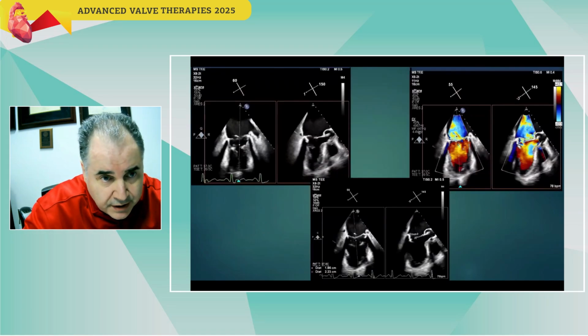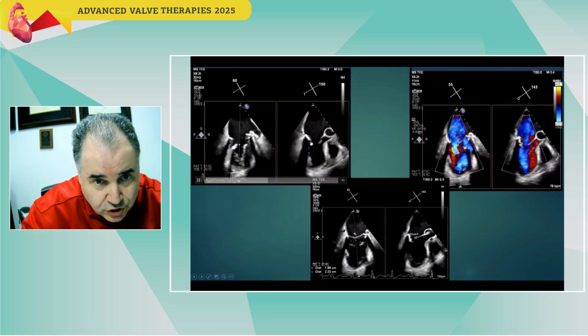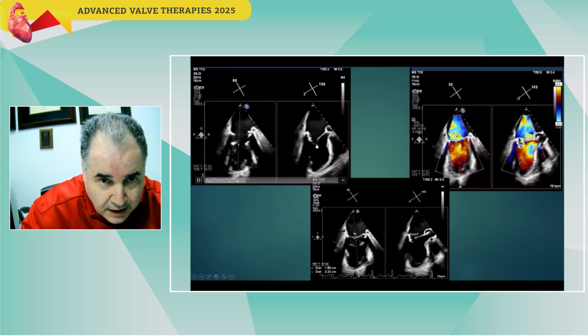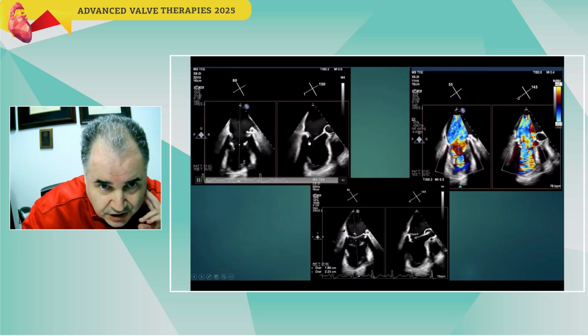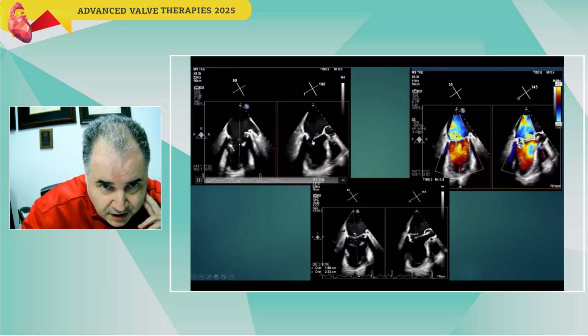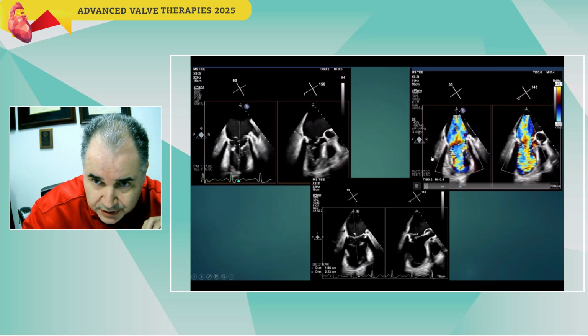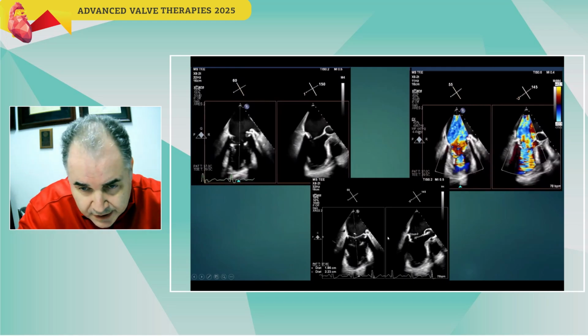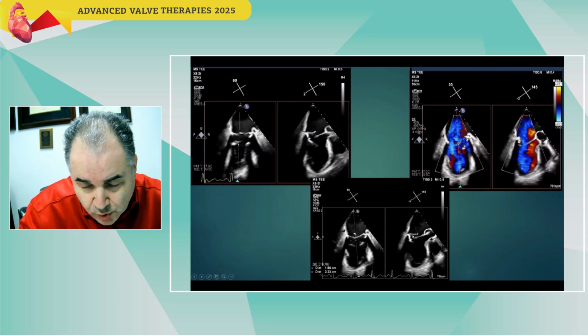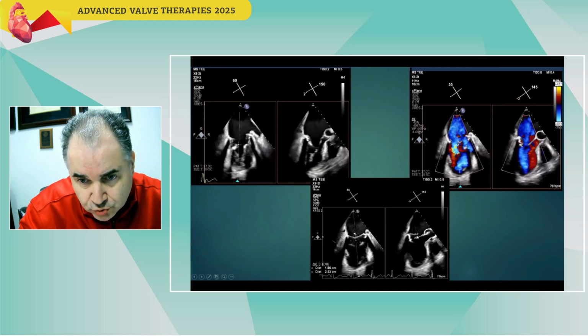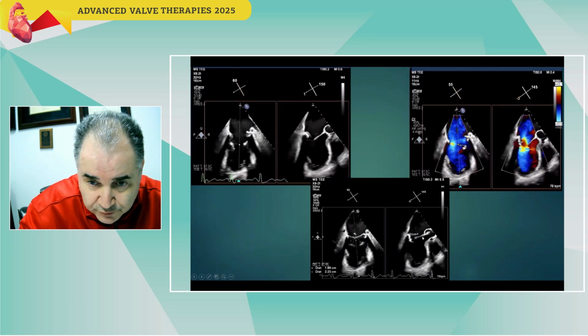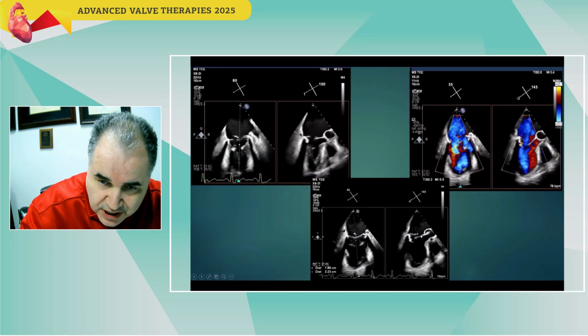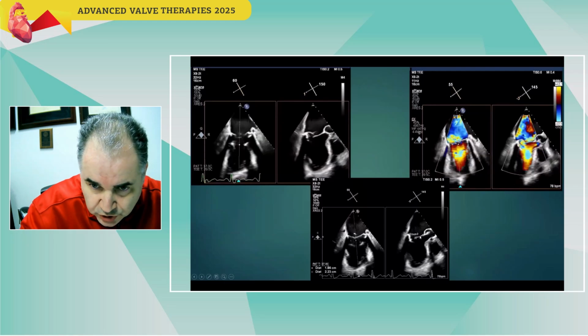This is a case of primary mitral regurgitation in a patient with a flail posterior leaflet. As you can see, there is calcium under the leaflet. This was a high-risk patient with wide open mitral regurgitation. An important thing we take into account when we do this procedure is to measure the length of the leaflets in order to decide which clip we use.